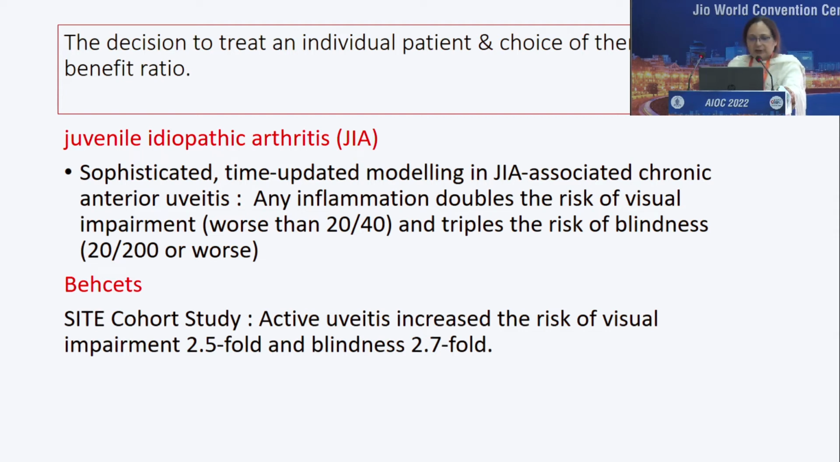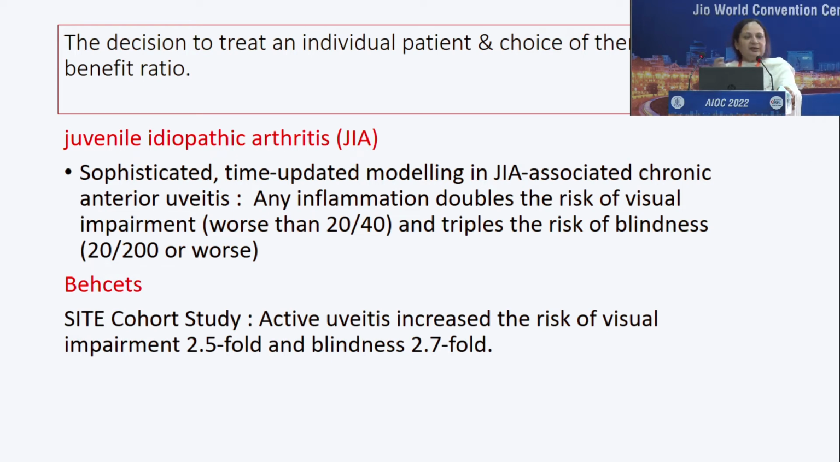Now let's begin with one of the most difficult cases to treat, juvenile idiopathic arthritis. Sophisticated time-updated modeling of JIA-associated chronic uveitis has shown that any inflammation in these children doubles the risk of visual impairment and triples the risk of blindness, which means you cannot afford to undertreat. I do see, sitting where I am, patients carrying prescriptions because the prescribing doctor was too scared of giving steroids, either topical or oral.